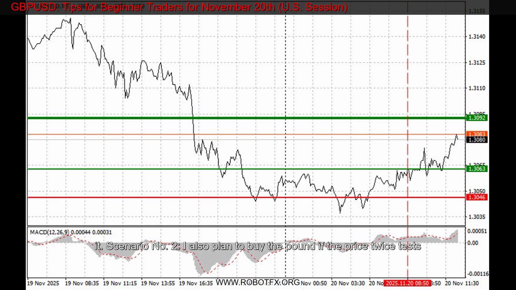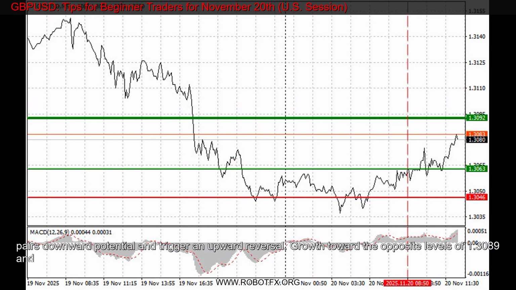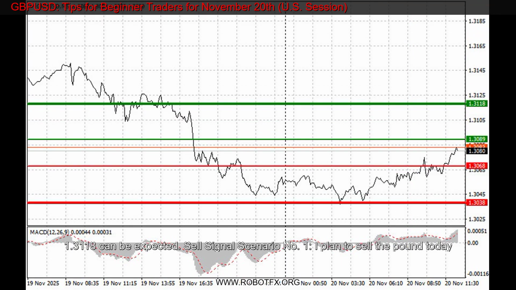Scenario no. 2. I also plan to buy the pound if the price twice tests the 1.3068 level while the MACD indicator is in the oversold zone. This will limit the pair's downward potential and trigger an upward reversal. Growth toward the opposite levels of 1.3089 and 1.3118 can be expected.